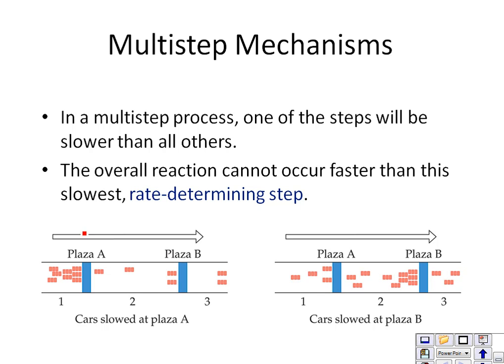And this is Plaza A, and this is Plaza B, and look at all these cars jammed up here. You can't get any faster than the rate that they can go through Plaza A. Now over here, they're cruising through Plaza A, but then they get jammed up at Plaza B. So in this first case, this is the slow step. It's going to determine the rate. In this second case, this is the slow step, and it's going to determine the rate. Okay?